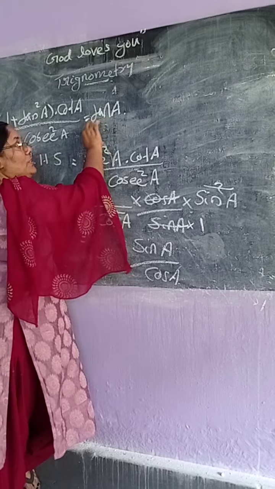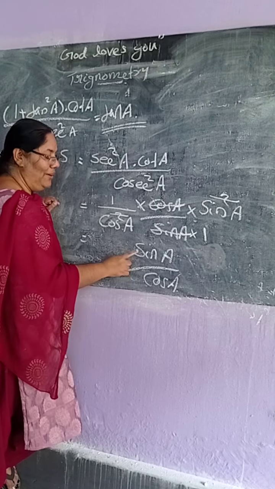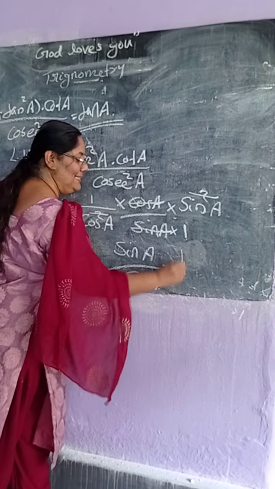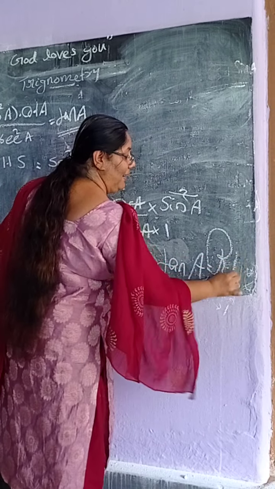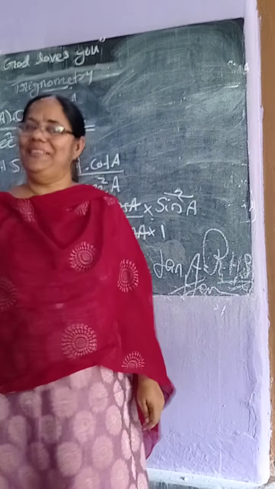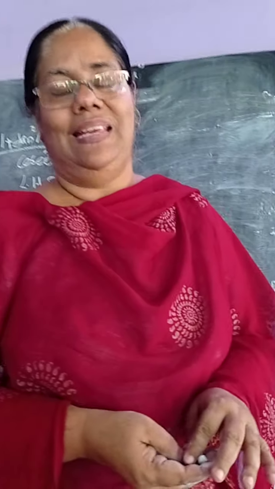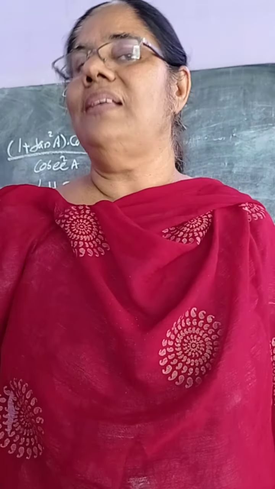Look at the RHS part. Sin A by cos A. Say loudly, what is sin A by cos A? That is equal to tan A. That is the RHS. Hence proved. Understand? Study these properties well and do these 9 problems minimum 3 times. Then only you can understand how to prove these identities. In the next class, I will explain the remaining problems. Study well. Okay, bye.